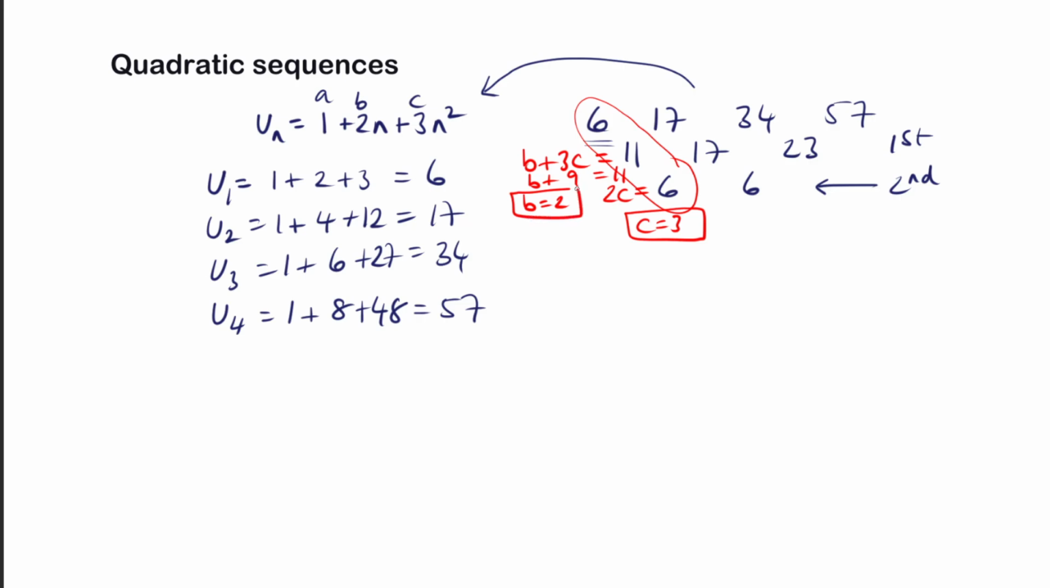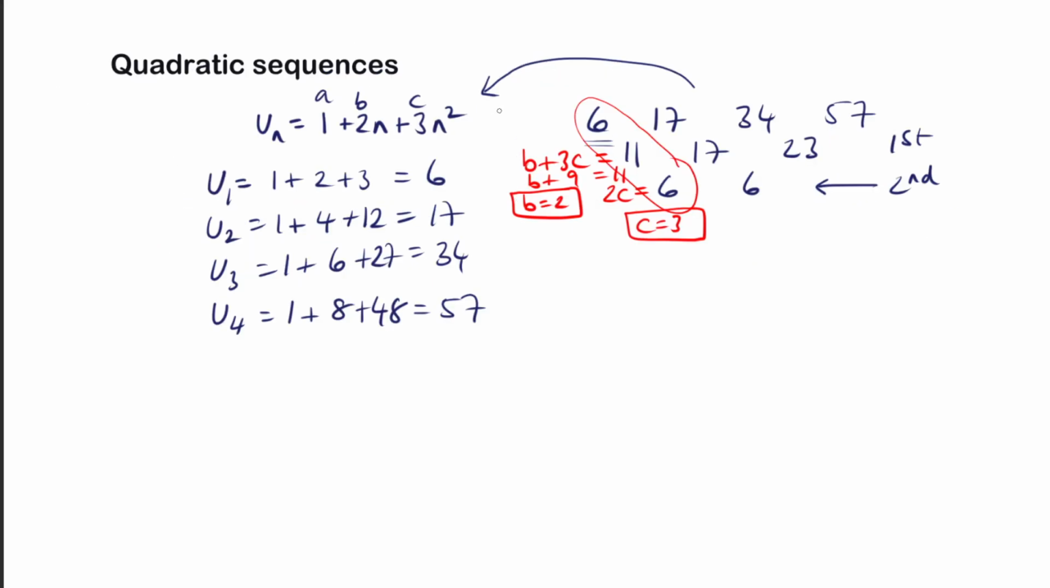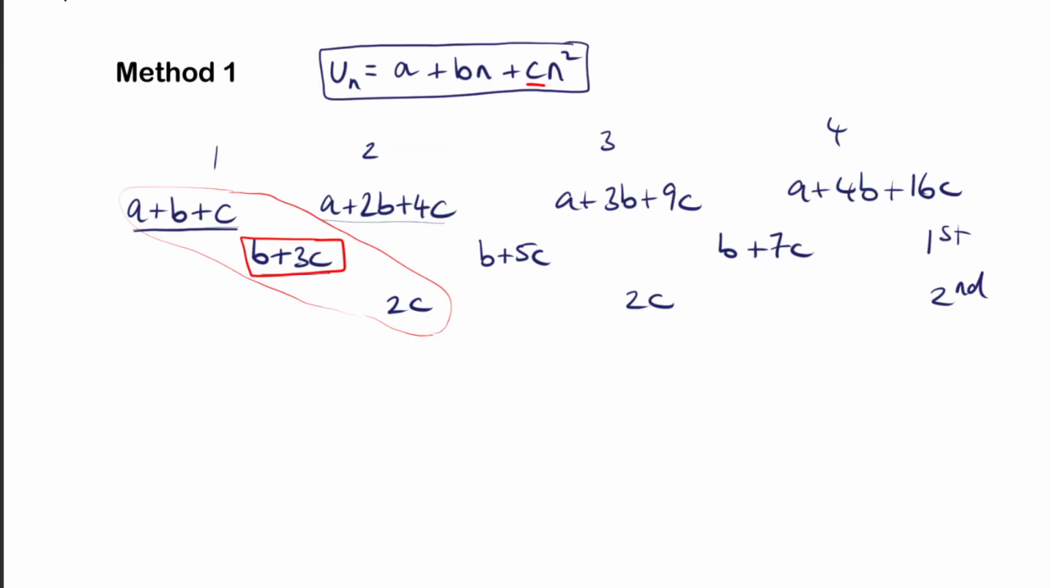So this works. And of course, the very first number of the sequence is always A plus B plus C. So we know that A plus B plus C has to be equal to 6, but we already know that B is 2 and C is 3, so obviously A has to be 1. And now we have all 3 numbers that we need to write down the formula. So this is one variation.